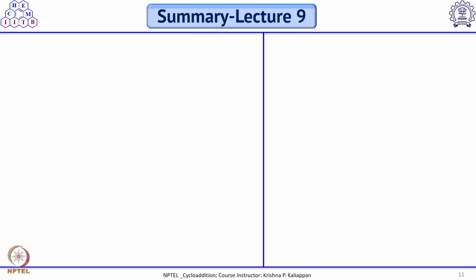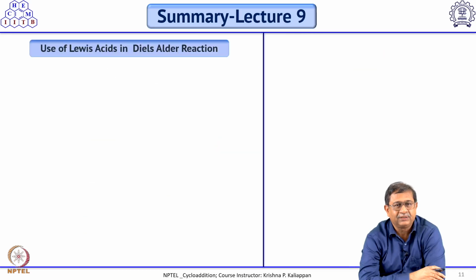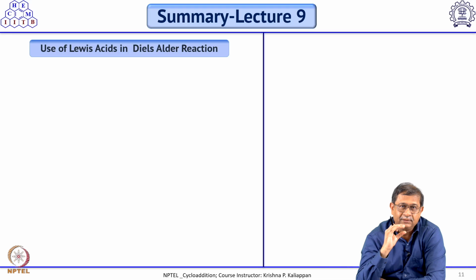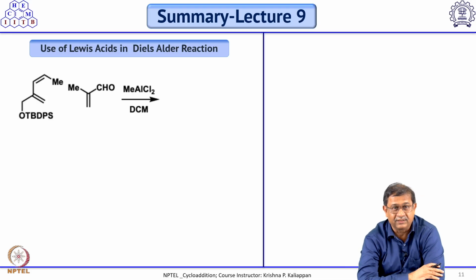And in lecture number 9, we talked about the use of Lewis acid in the Diels-Alder reaction. As you know, when you use a Lewis acid, the Lewis acid actually brings down the HOMO-LUMO energy gap between the diene and dienophile. That is how, when you use a Lewis acid, the Diels-Alder reaction can be done at very low temperature, sometimes as low as -78, one can do the Diels-Alder reaction.